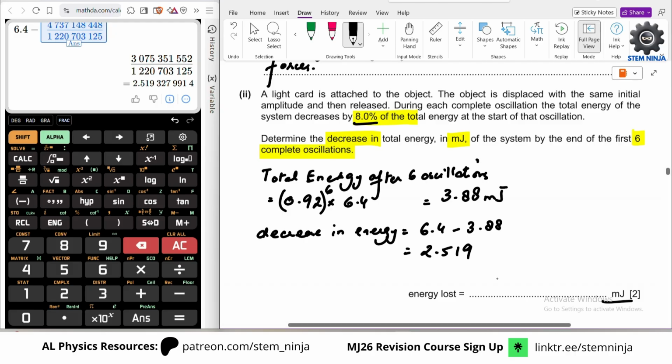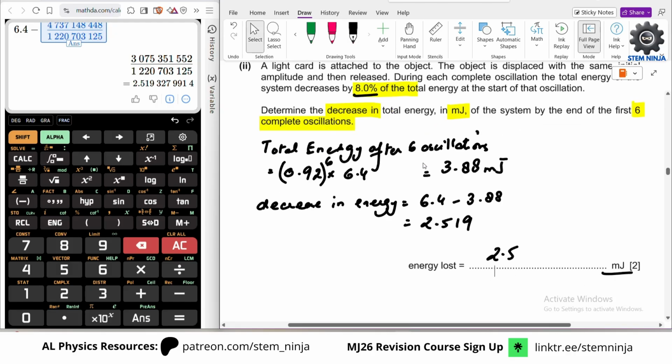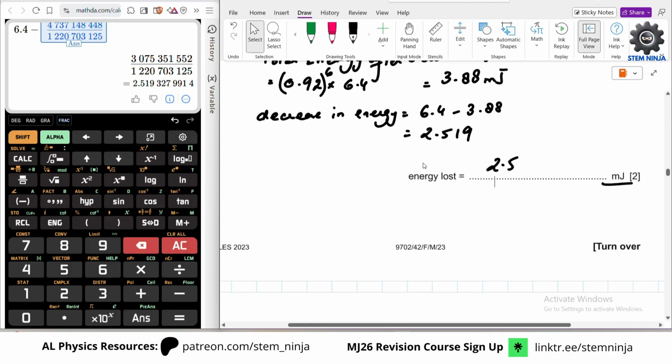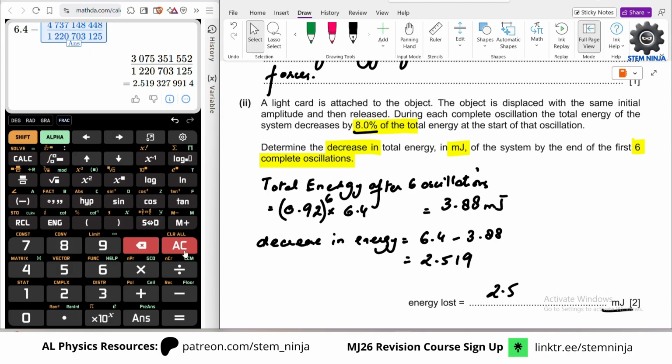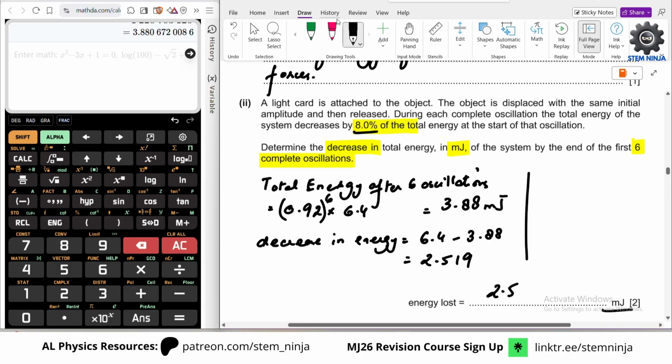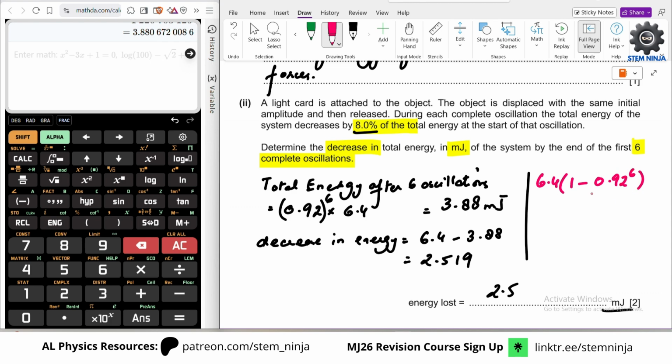So that is basically just 2.5 mJ, millijoules. State with a reason the type of damping that the card introduces into the system. Okay, now if you notice the calculation that we did, another way to do this is 6.4 times 1 minus 0.92 raised to the power 6.